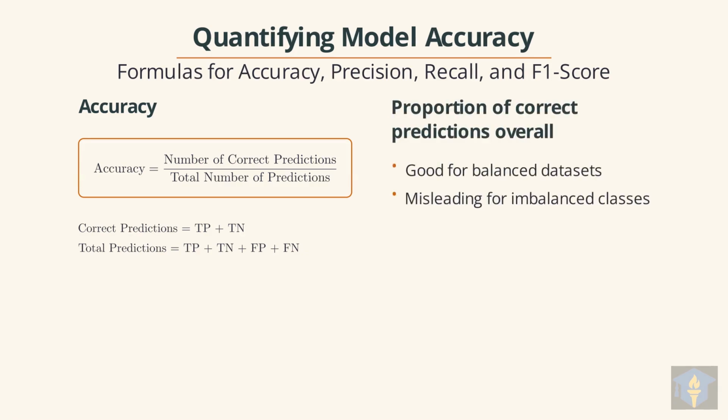Accuracy measures the overall proportion of correct predictions that your model has made. It works well and is a good indicator when you are working with balanced datasets. However, accuracy can be misleading, especially when dealing with highly imbalanced class distributions.